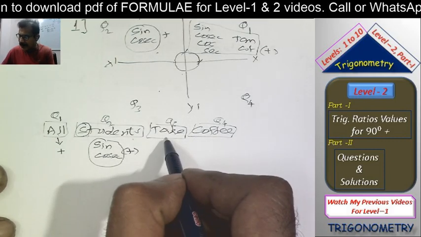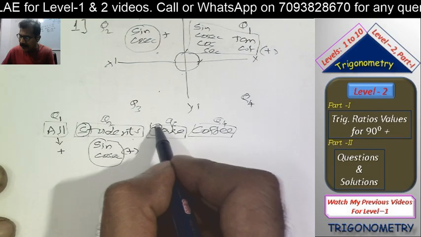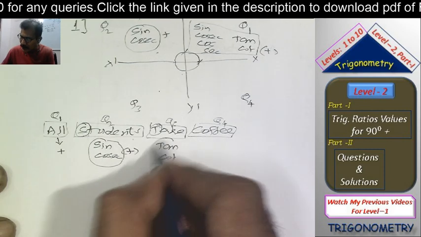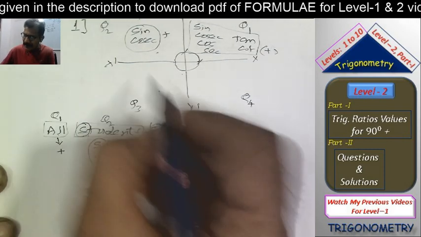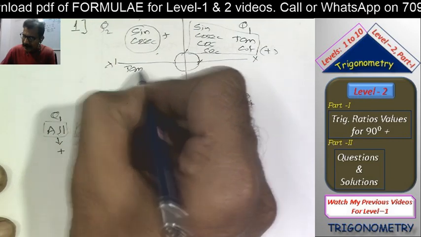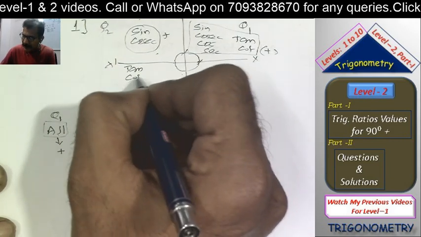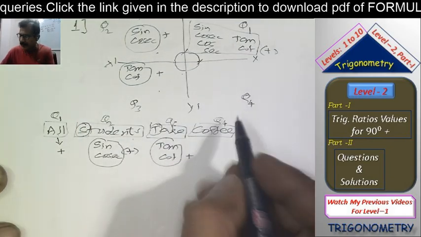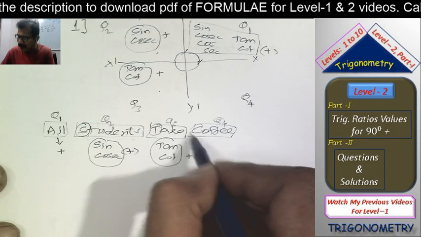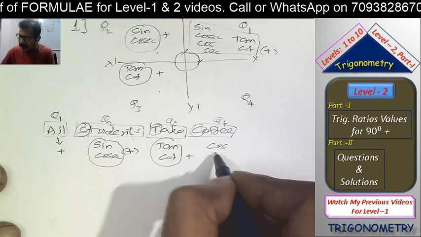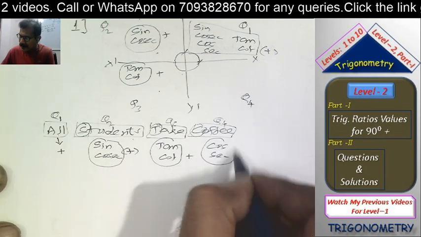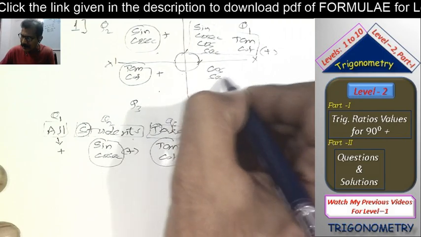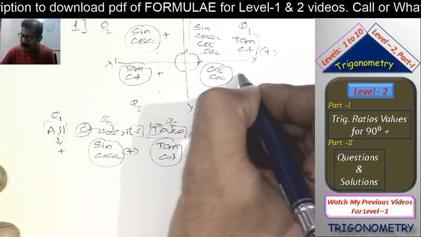In quadrant 3, first letter T, tan and cot. These two only are positive. All the remaining are negative. So in the third quadrant, tan and cot, these two only are positive, and the remaining 4 are negative. And in quadrant 4, starting with C, that is cos and its reciprocal secant. These two only are positive, all the remaining are negative. In fourth quadrant, cos and secant, these two only are positive, remaining all are negative.